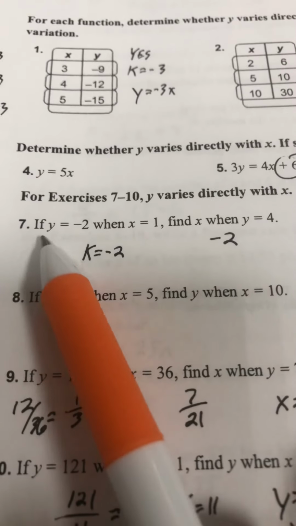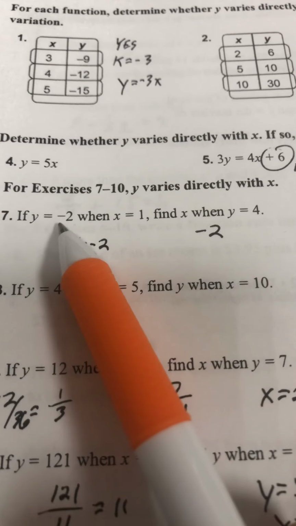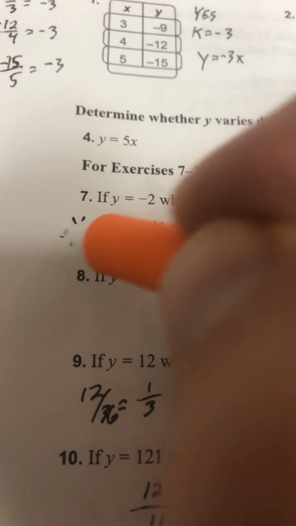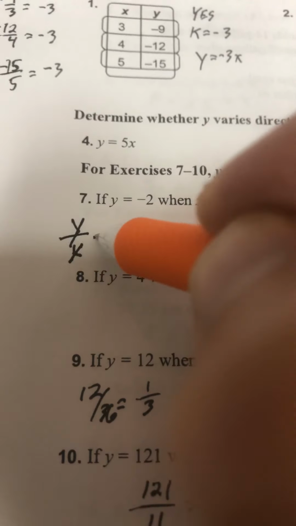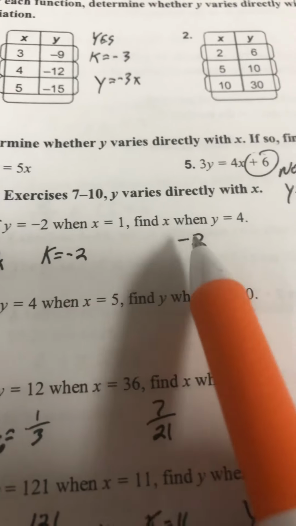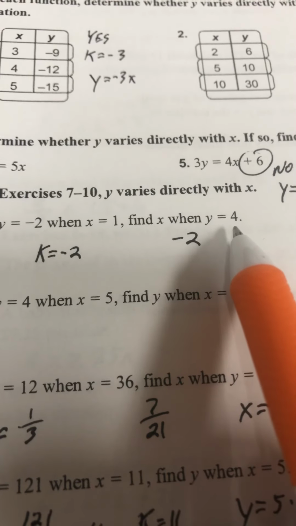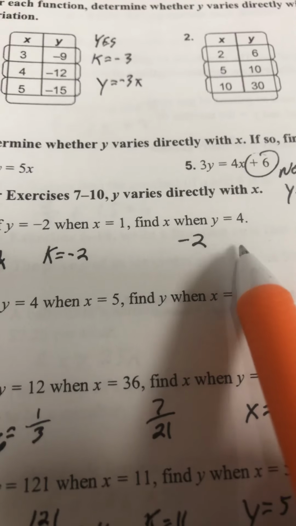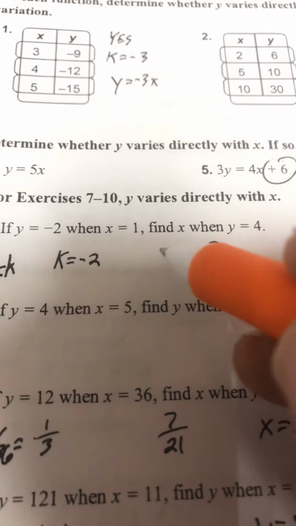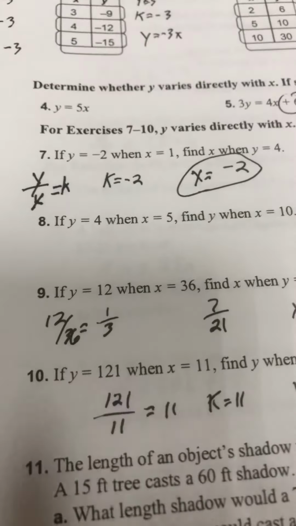Take a look at number 7. If y equals -2 when x equals 1, so you'd have -2, remember it's y divided by x. That gives you your k. So -2 divided by 1 is -2. So find x when y is 4. So 4 divided by -2 is -2. So that's what my x is going to equal on that one. That's the final answer. Try number 8.